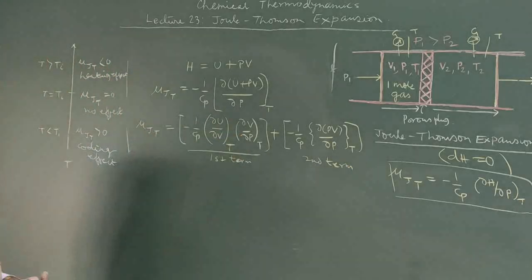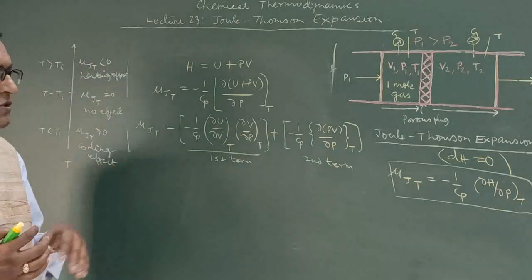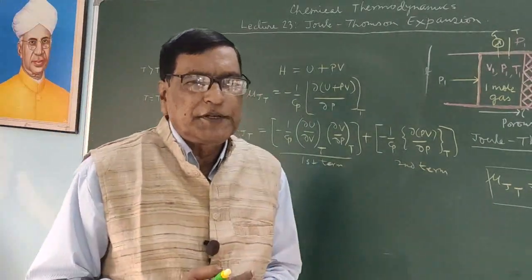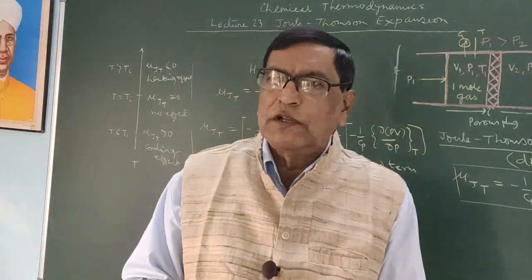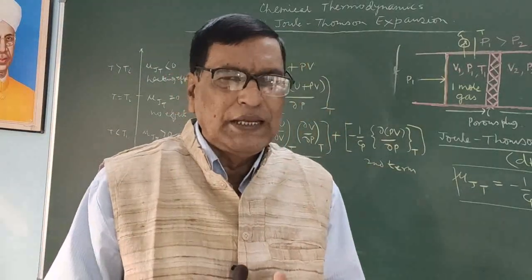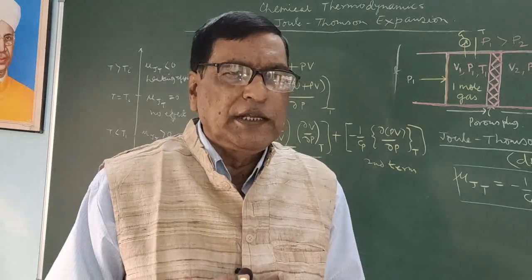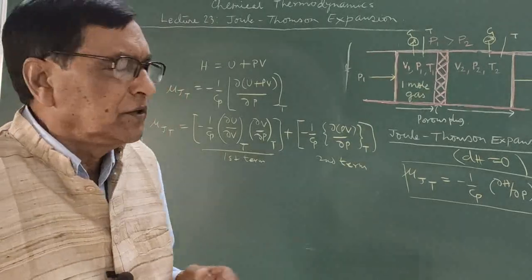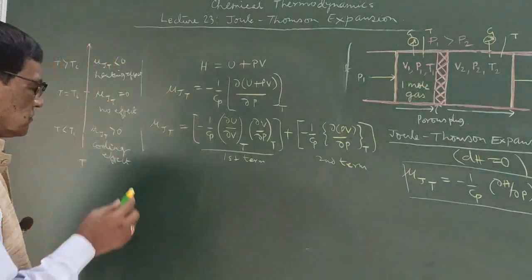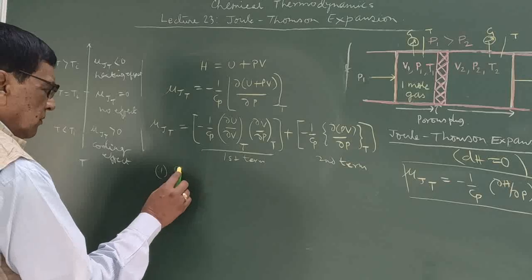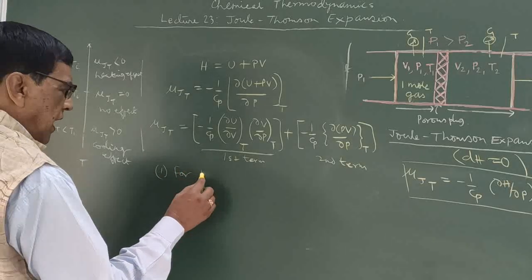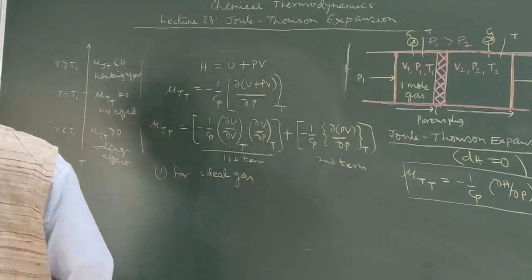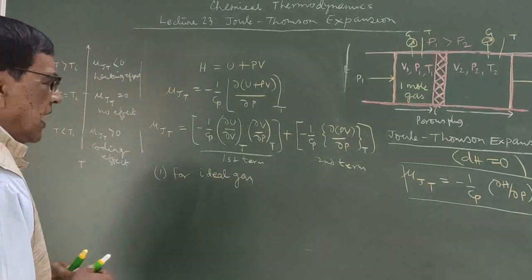This is also another expression, though not of practical use, but it helps to explain the temperature dependency of the Joule-Thomson effect: when there will be cooling, when there will be heating, or when there will be no effect, depending on the temperature. So let us consider first the ideal gases. Let us see what happens for this ideal gas.